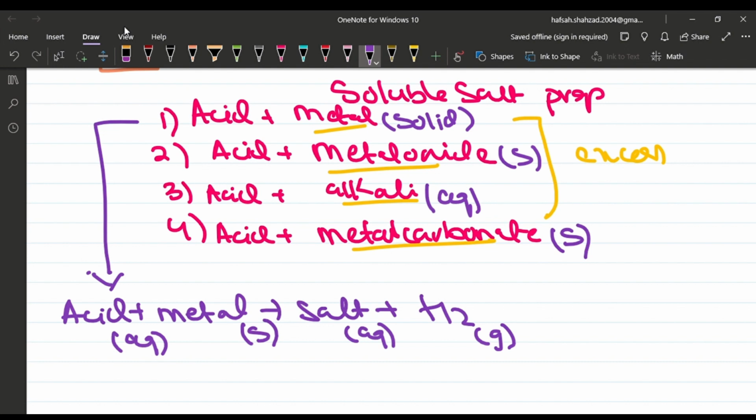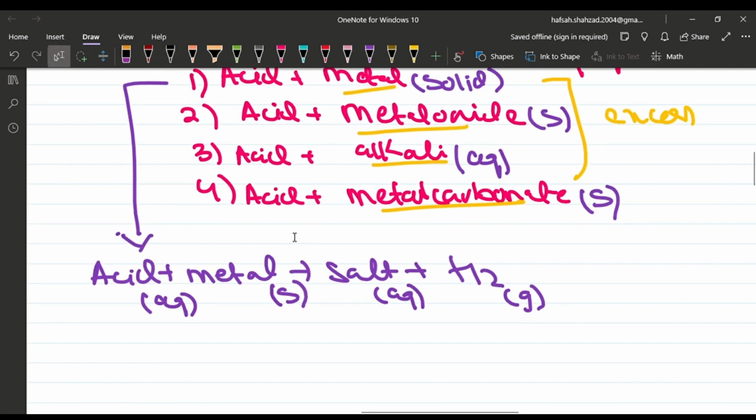So the reaction has gone to completion. Now you want to collect your salt. In this case, the salt is aqueous, so obviously filtration won't help in collecting the salt. If anything, filtration will only remove the excess metal.